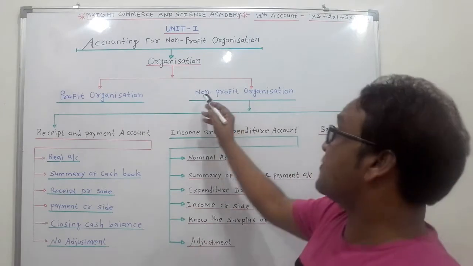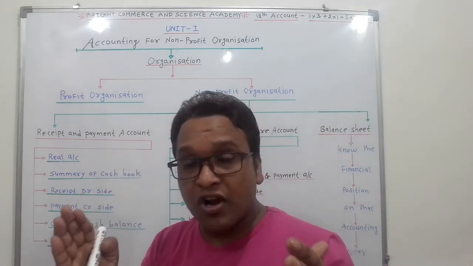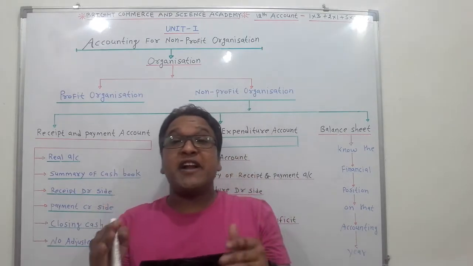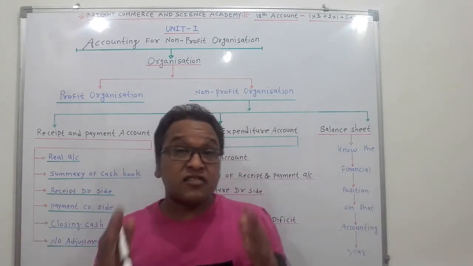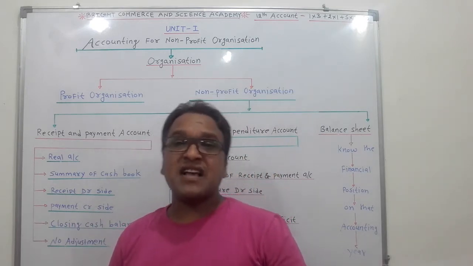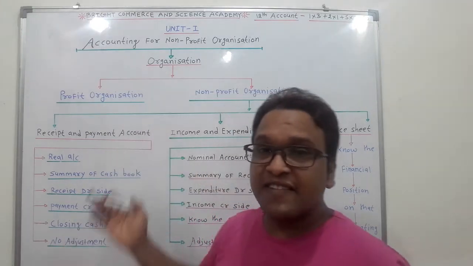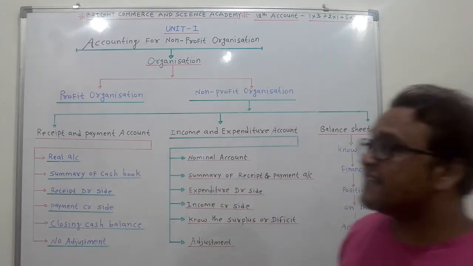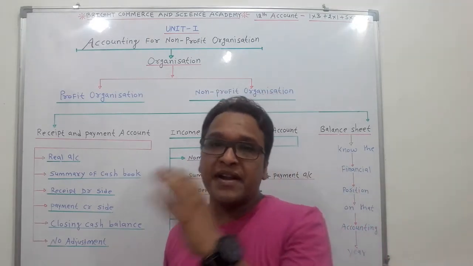So, start the explanation. What is a non-profit organization? Many organizations are established not to earn profit but to provide services and facilities to their members. These are called non-profit organizations. Non-profit organizations mostly open three types of accounts. Firstly, receipt and payment account. Second, income and expenditure account. And third, balance sheet.